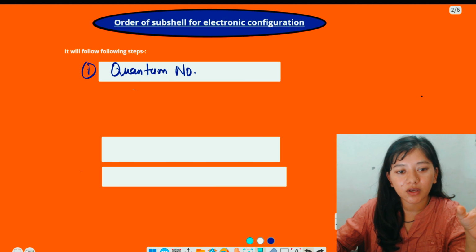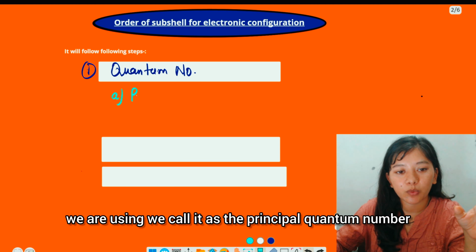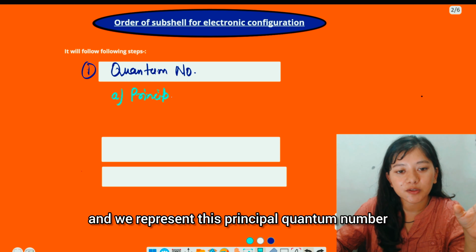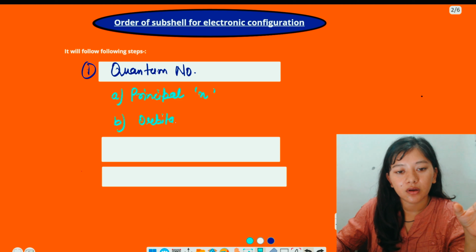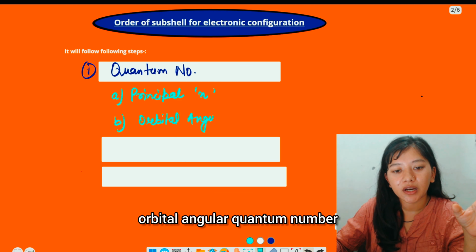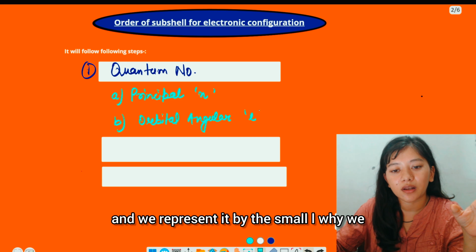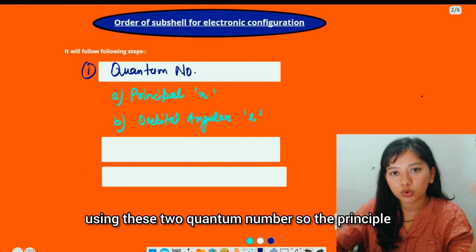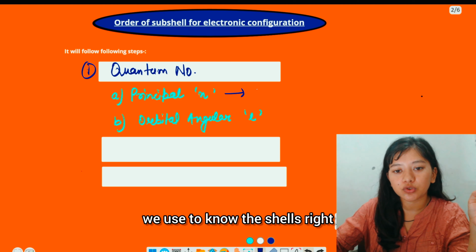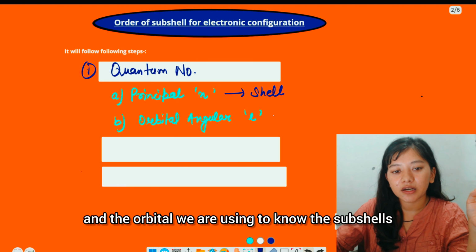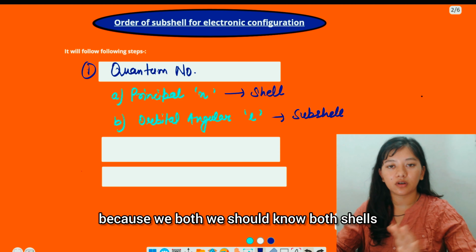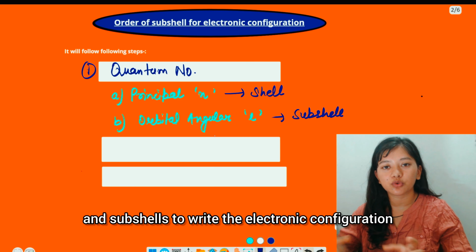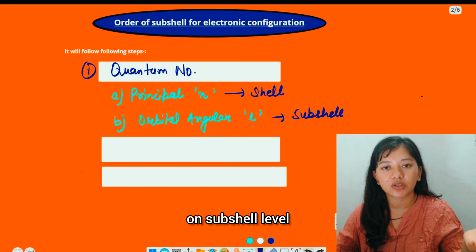The first one we call the principal quantum number, and we represent it by the small n. Second, we have the orbital angular quantum number, and we represent it by the small l. Why are we using these 2 quantum numbers? The principal we use to know the shells, right? And the orbital we use to know the subshells, because we should know both shells and subshells to write the electronic configuration on subshell level.